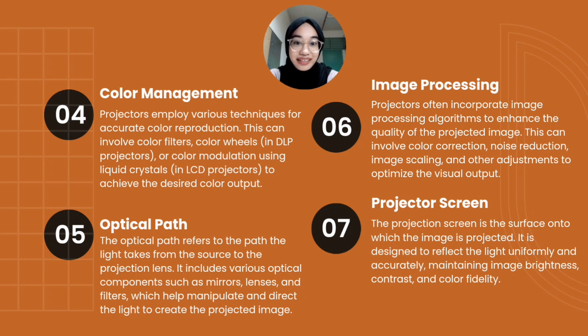Number 6 is image processing. Projectors often incorporate image processing algorithms to enhance the quality of the projected image. This can involve color correction, noise reduction, image scaling, and other adjustments to optimize the visual output.